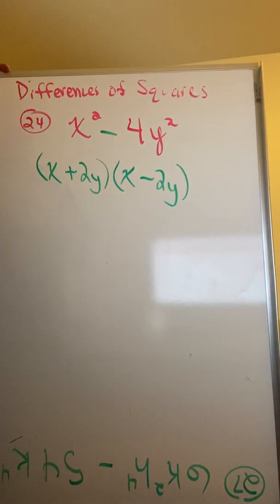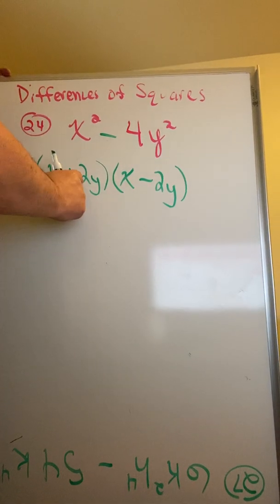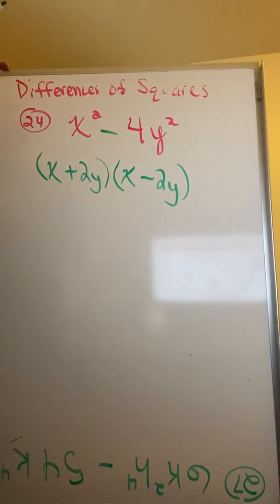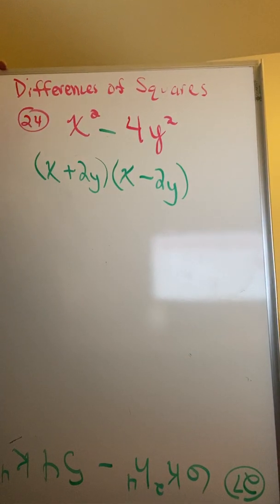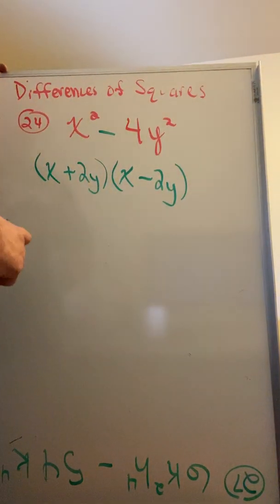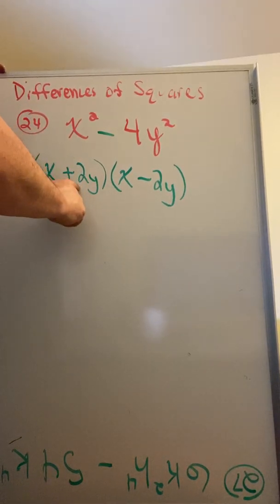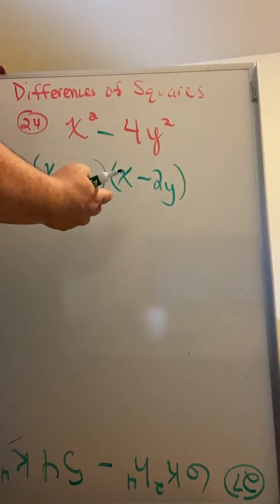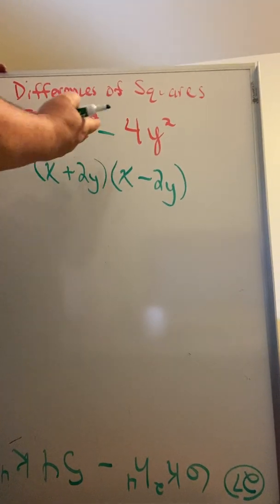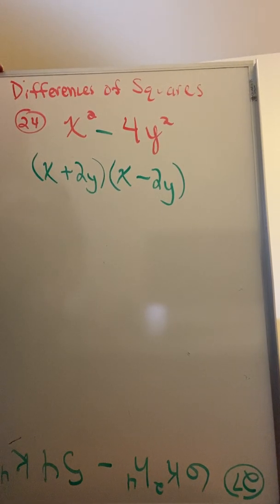So when we do this, we don't need to test the first. x times x is x squared. We don't need to test the last. 2 times negative 2 is negative 4, y squared. We know that. It's the OI, the inside-outside, or the outside-inside. Outside, x times negative 2y is a negative 2xy. 2y times x is a positive 2xy. Negative 2xy and a positive 2xy cancel each other out. Now I know that this is the factoring of the difference of squares.